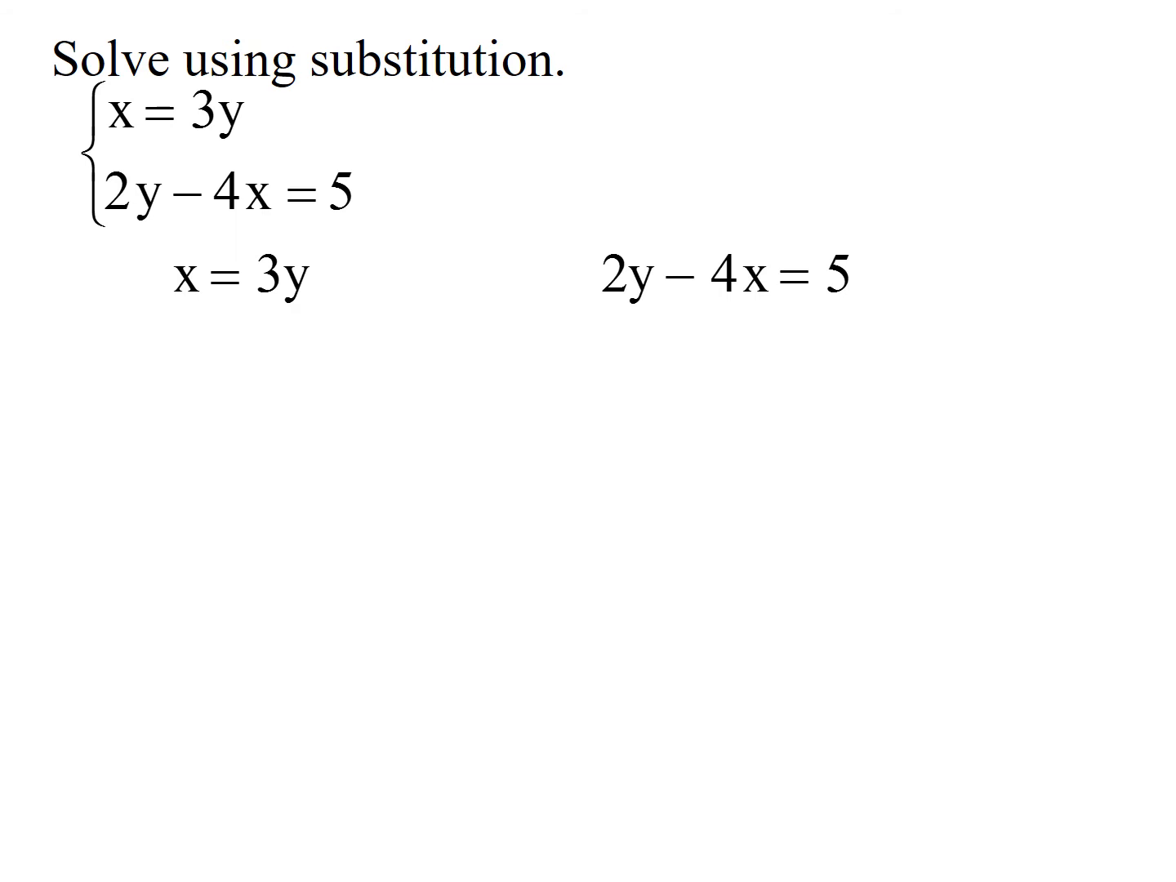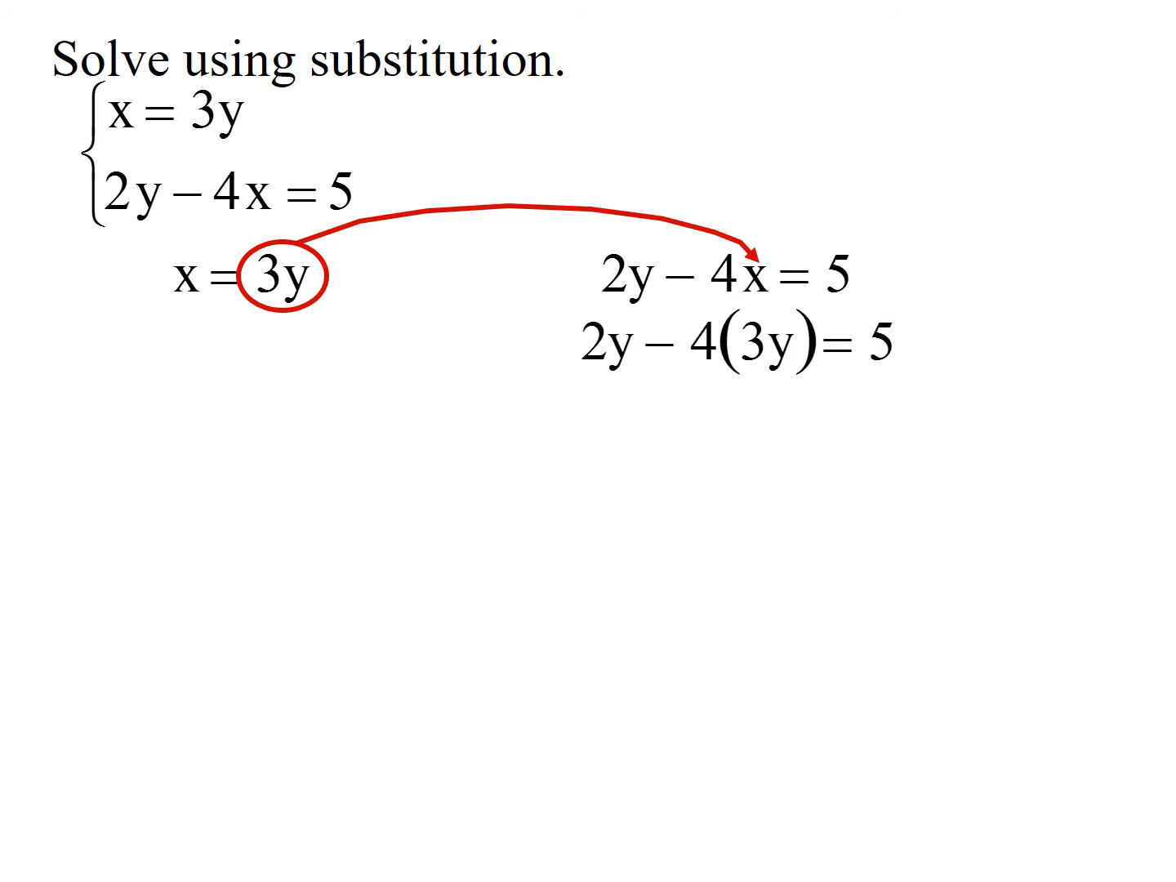Now, I don't really know what x is equal to. All I know is that x is equal to 3 times whatever y is. So now I can use that to my advantage, and I can take that 3y over to the other equation, and I can say, well, if x is equal to 3y, then over in the other equation, 4 times x is going to be the same as saying 4 times 3y.